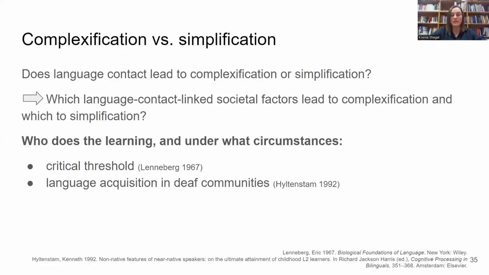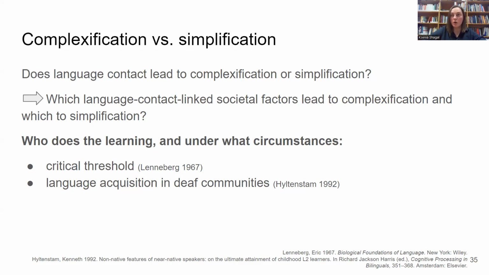So basically, the question is, does language contact lead to complexification or to simplification? So that's a conundrum. And Trudgill actually argues that instead of asking this question, we need to ask another one. Namely, which language contact linked societal factors lead to complexification and which to simplification. So not all language contact is the same, and we need to look more into the sociolinguistic situation. And it turns out that the crucial thing is who does the learning and under what circumstances.